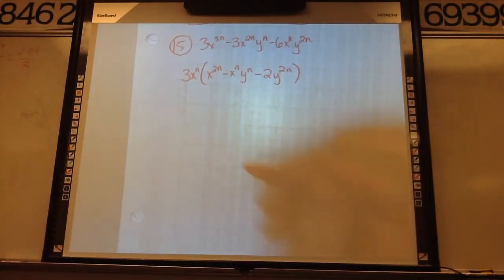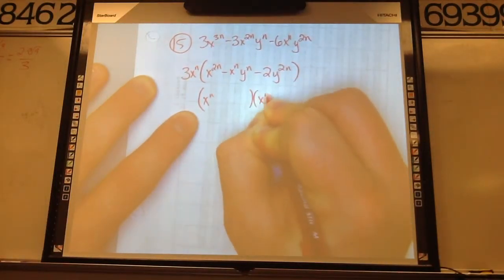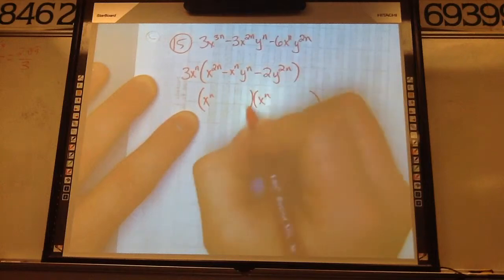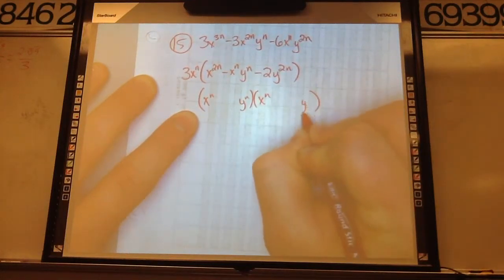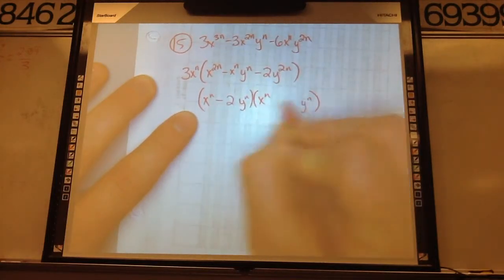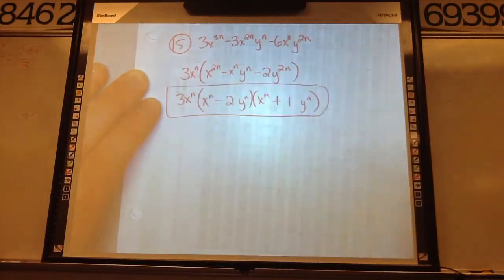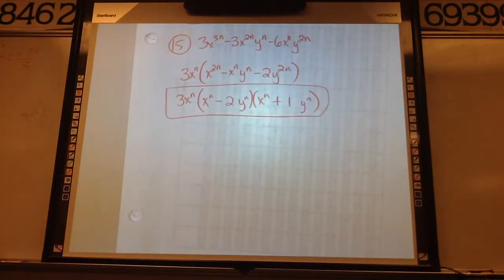It's regular factoring. x to the n plus y to the n. Negative 2 and 1. Negative 2 plus 1. I am shown x to the n. I don't know why I didn't figure that out.